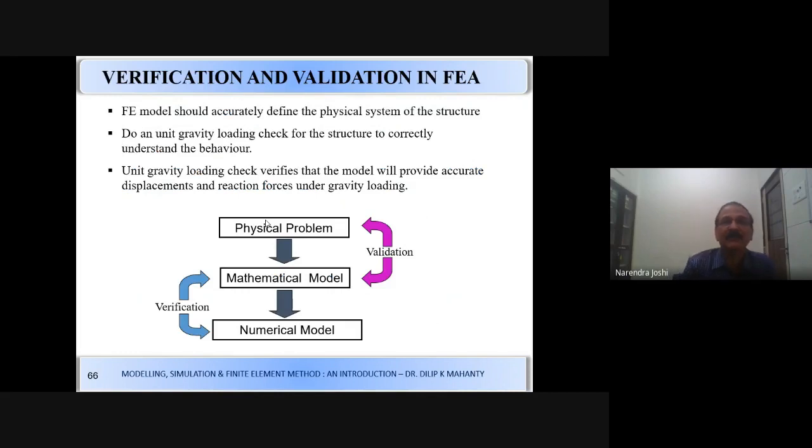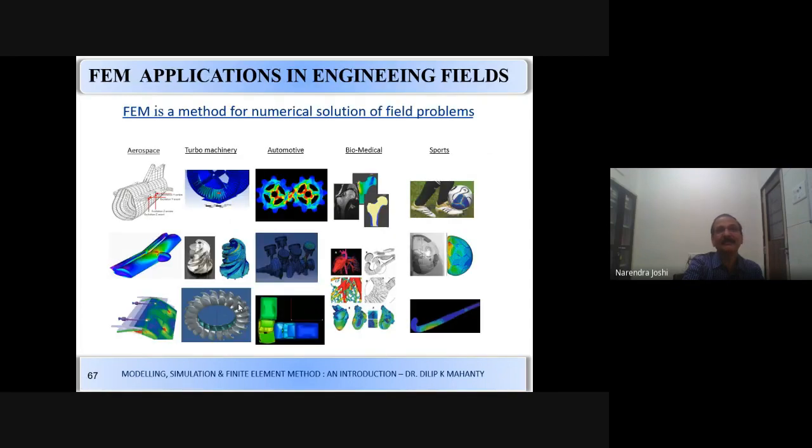Here also verification and validation is important. Between the physical problem and the mathematical model, validation is done, whereas between the mathematical model and the numerical model, verification is done. These are very important aspects in FEM.